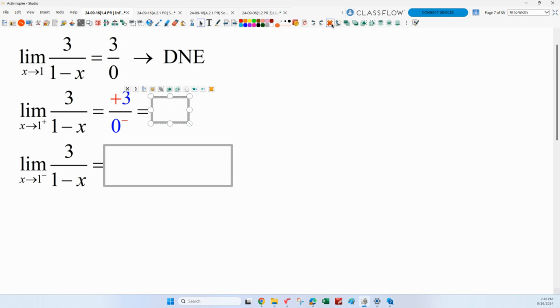So we get negative infinity. We know we get the infinity because of the blue parts. Finite over vanishingly small. We get the negative infinity because of the sign conventions. Positive number divided by a negative number is negative.